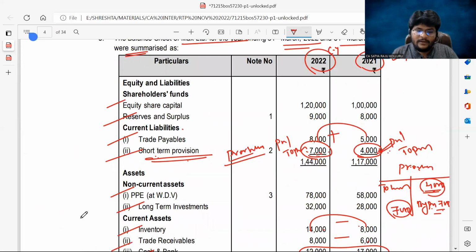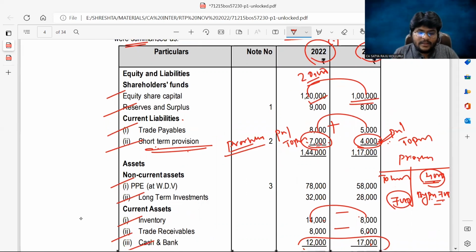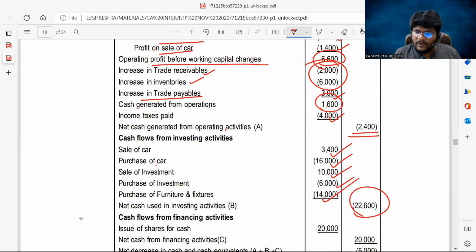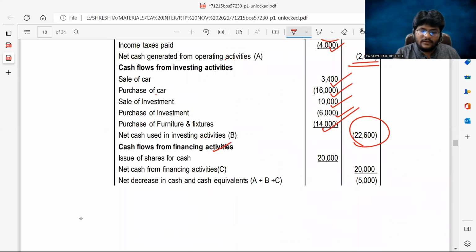First, equity share capital. How did 1 lakh become 1,20,000? You might have issued 20,000 worth of shares, which is a financing activity, a cash inflow. Is there any dividend payment? Any interest payment? Nothing, I think. There is only one activity possible related to financing: issue of shares for cash inflow.